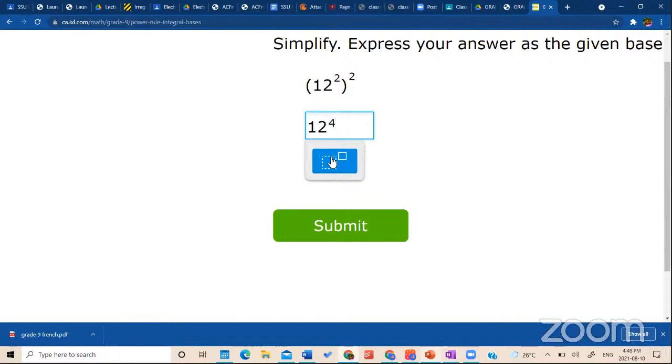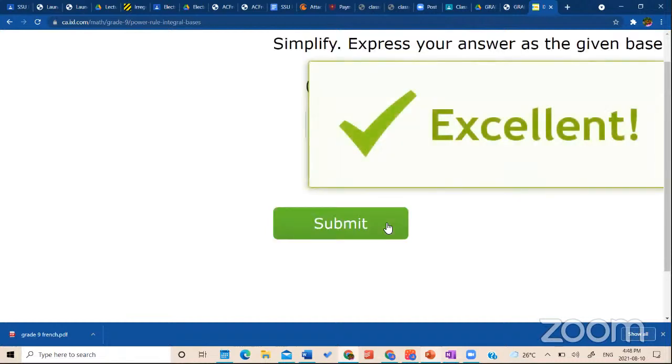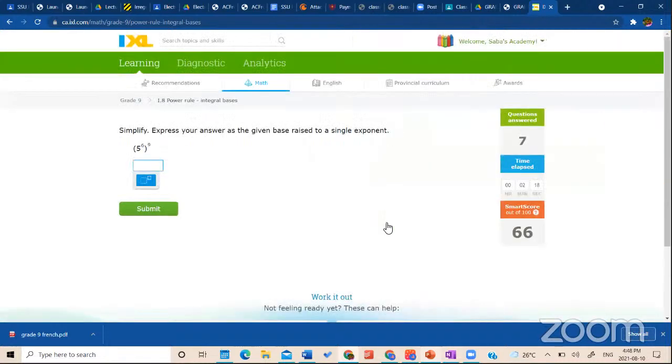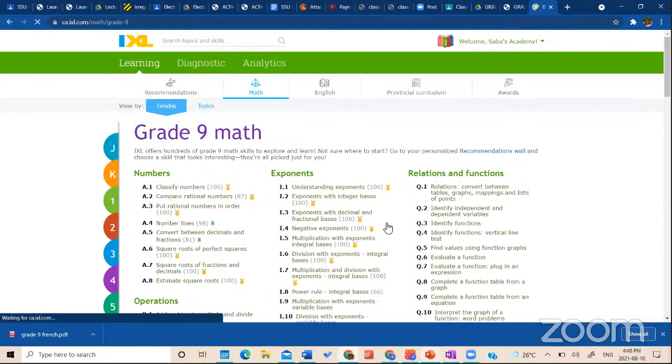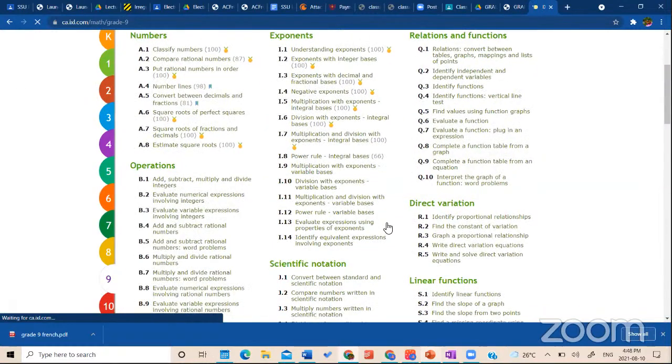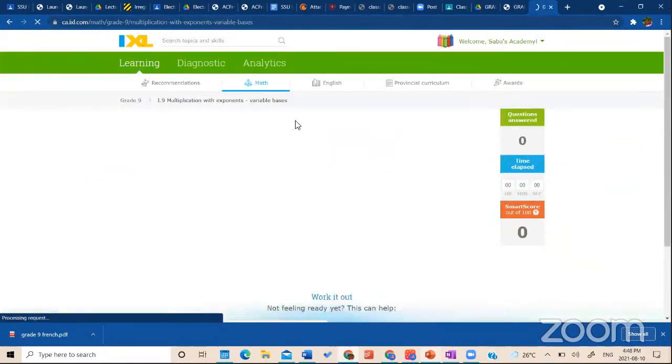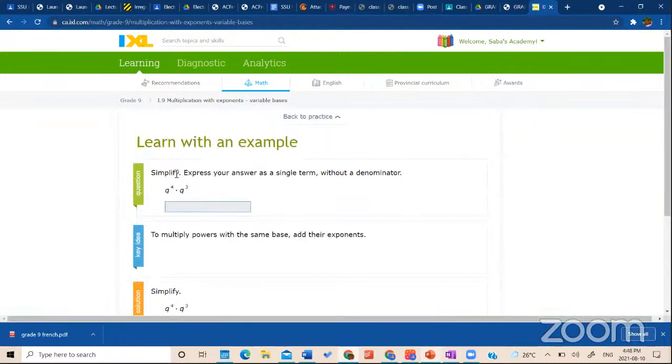Okay, yeah, mashallah, very good. This is pretty simple, so I'll leave it for you to finish for homework. And then let's do multiplication with exponents, variable bases. Simplify, express your answer as a single term without a denominator.